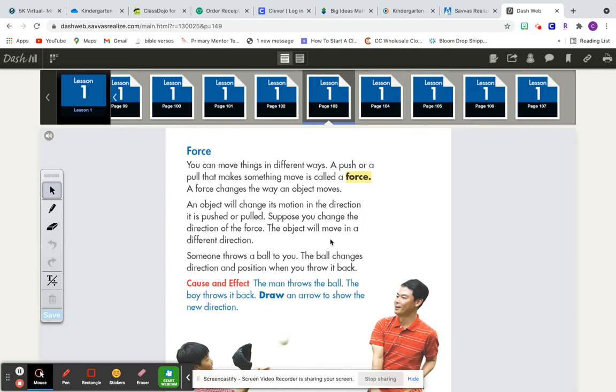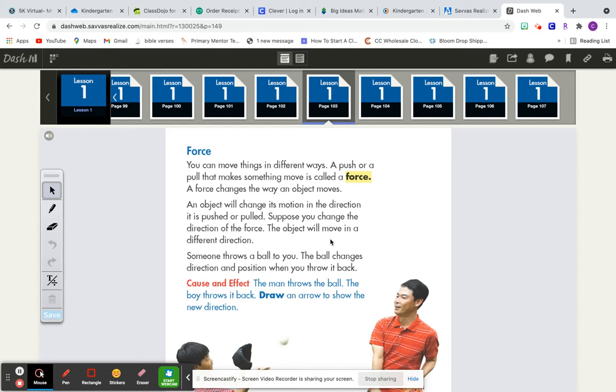All right, so now we're going to talk about force. You can move things in different ways. A push or a pull that makes something move is called a force. So anything when you're pushing and pulling, that you're making something move, that's a force. A force changes the way an object moves. So the motion is moving. The push or pull that makes something move is the force.